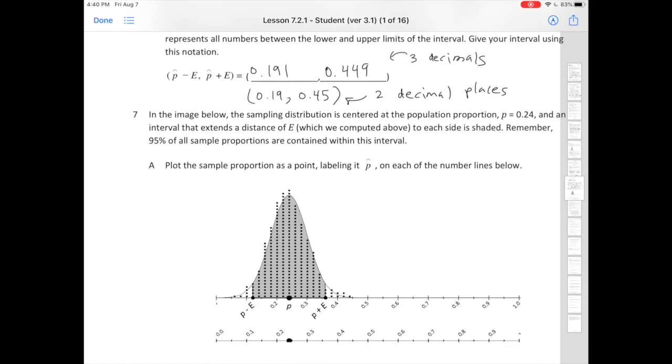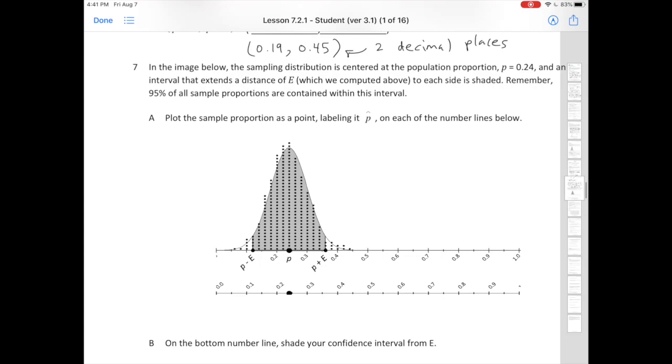Okay, let's look at number 7 then. It says, in the image below, the sampling distribution is centered at the population proportion P equals 0.24, and an interval that extends a distance of E, which we computed above, to each side is shaded. Okay, so remember, 95% of all sample proportions are contained within this interval. Plot the sample proportion as a point, labeling it P hat on each of the number lines below.